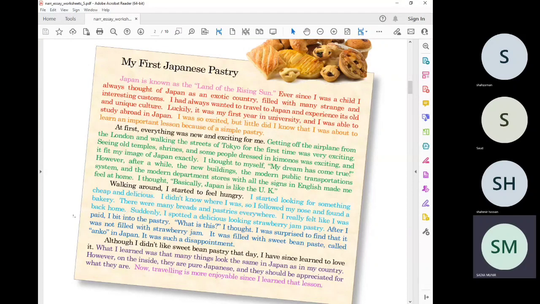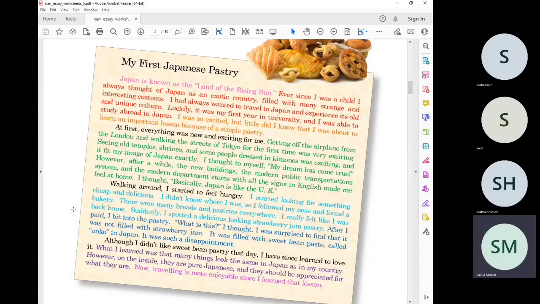Walking around, I started to feel hungry. I started looking for something cheap and delicious. I didn't know where I was, so I followed my nose and found a bakery. There were many breads and pastries everywhere. I really felt like I was back home. Suddenly, I spotted a delicious looking strawberry jam pastry. After I paid, I bit into the pastry.